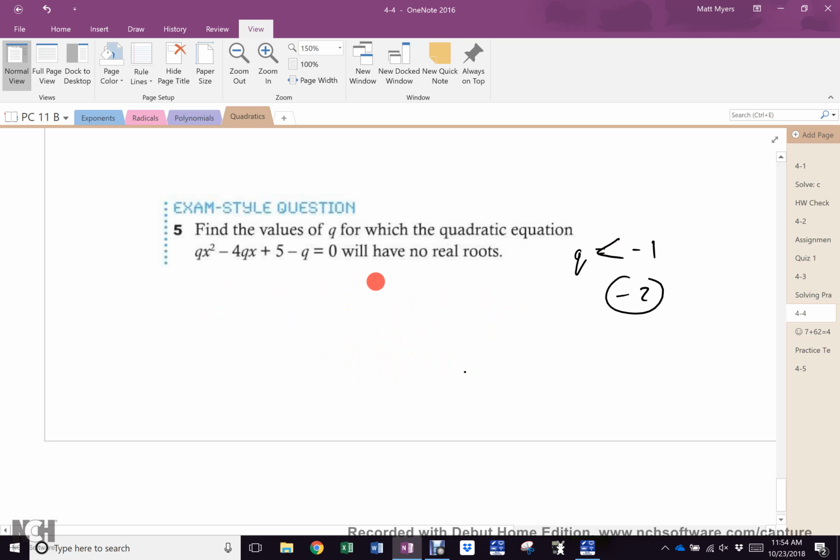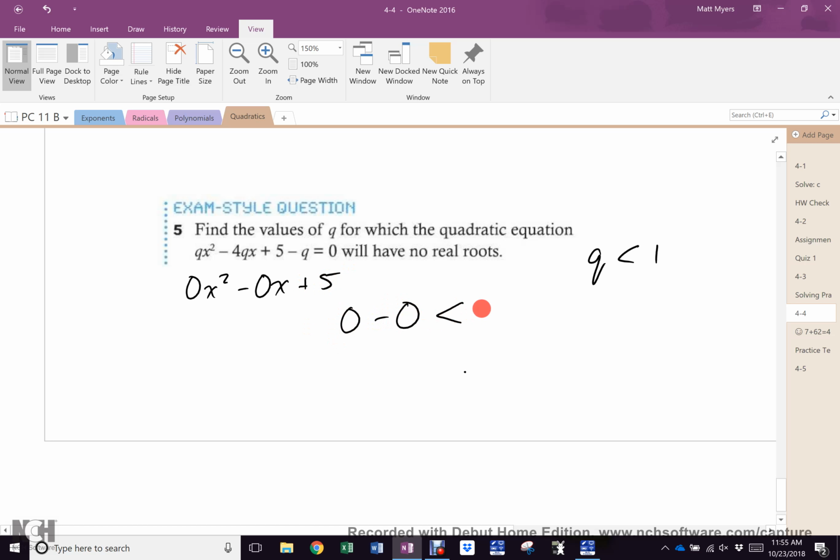Does everybody see what I did there? How I checked it? Ayaka said Q could be less than negative 1. So I just chose any number less than negative 1 and plugged it in. Does everybody understand that? You can always check if you've done your work right. Always in this unit. What did you have, Rena? You had plus 1. So you have less than 1. Q can be less than 1. So what's the first easy number less than 1? 0. So that would be 0x squared minus 0x plus 5, right? So B squared is 0. Minus 4 times 0 is 0 times 5 is 0. Is 0 less than 0?